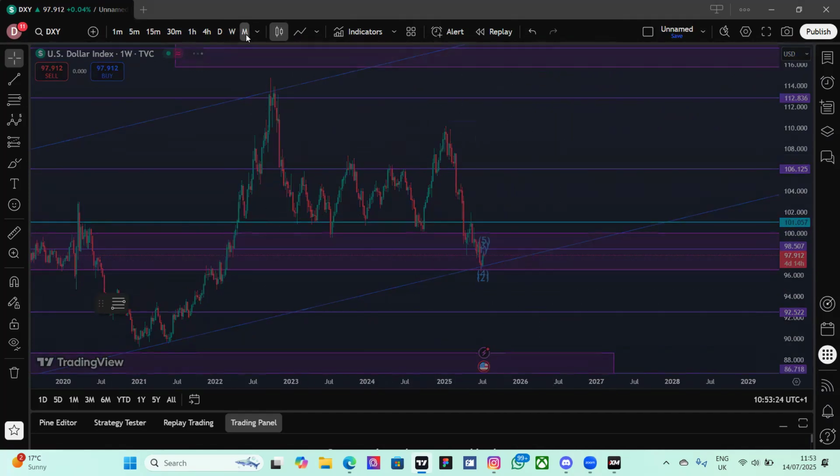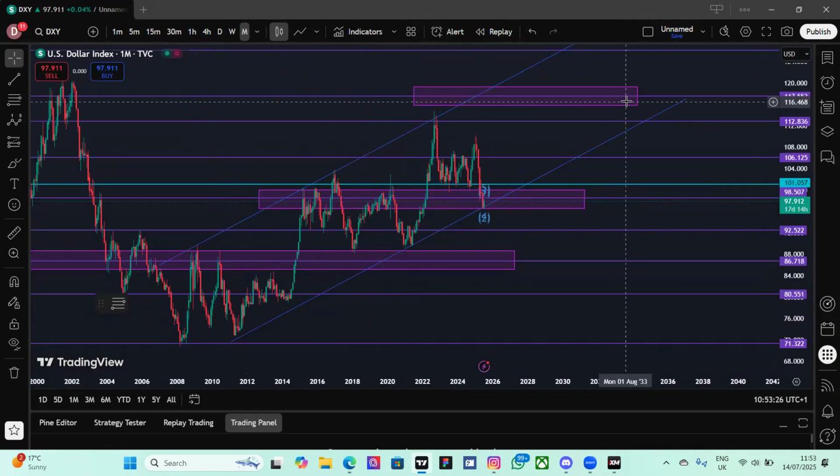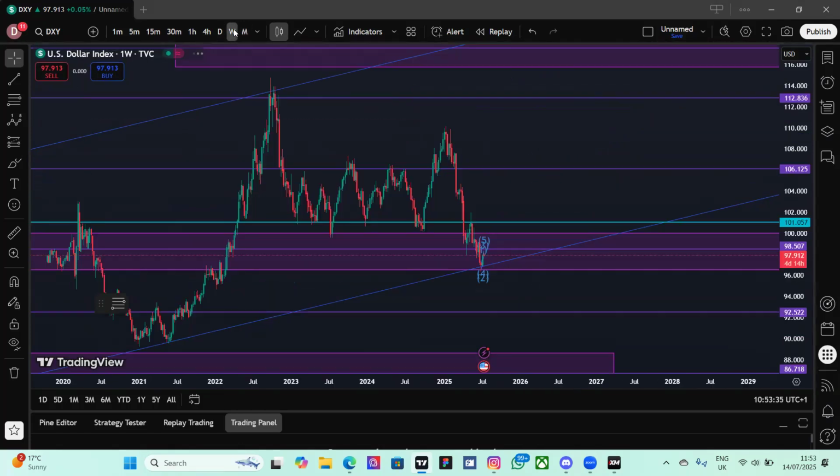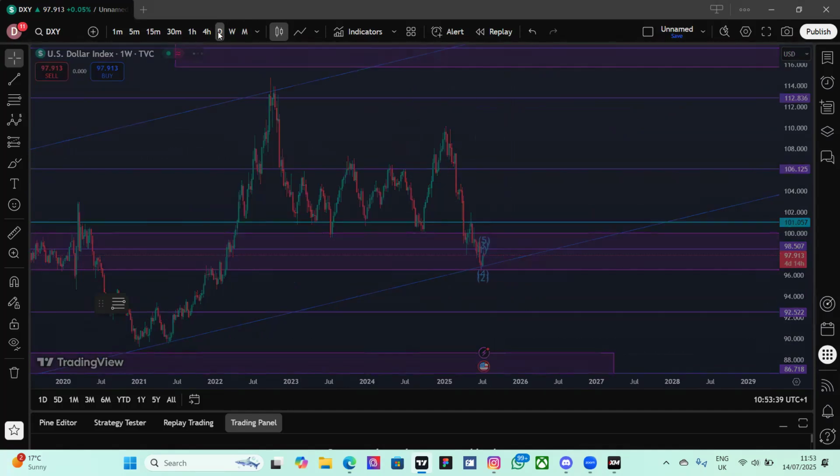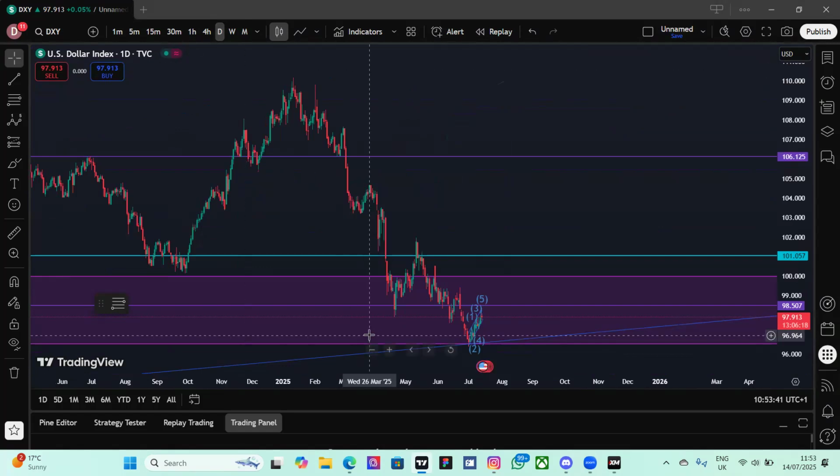As you did see on the monthly, this channel is still mapped out, and we are still on an uptrend on a much bigger time frame. But now looking at the weekly, we have been on a downtrend. So now, if we zoom in onto the daily, as you can see, it has been moving down, so a bit of a retest, the same thing as on the weekly time frame.